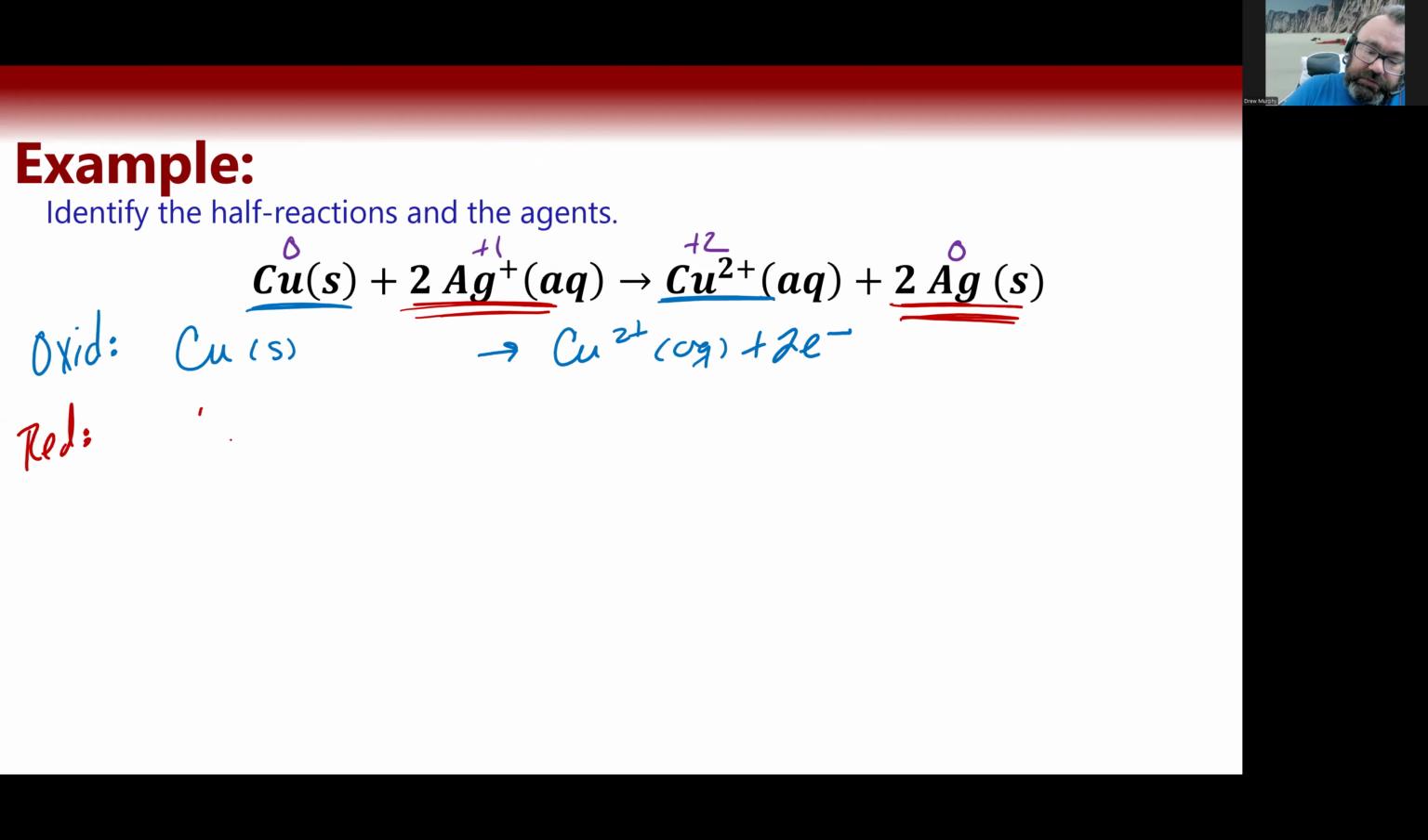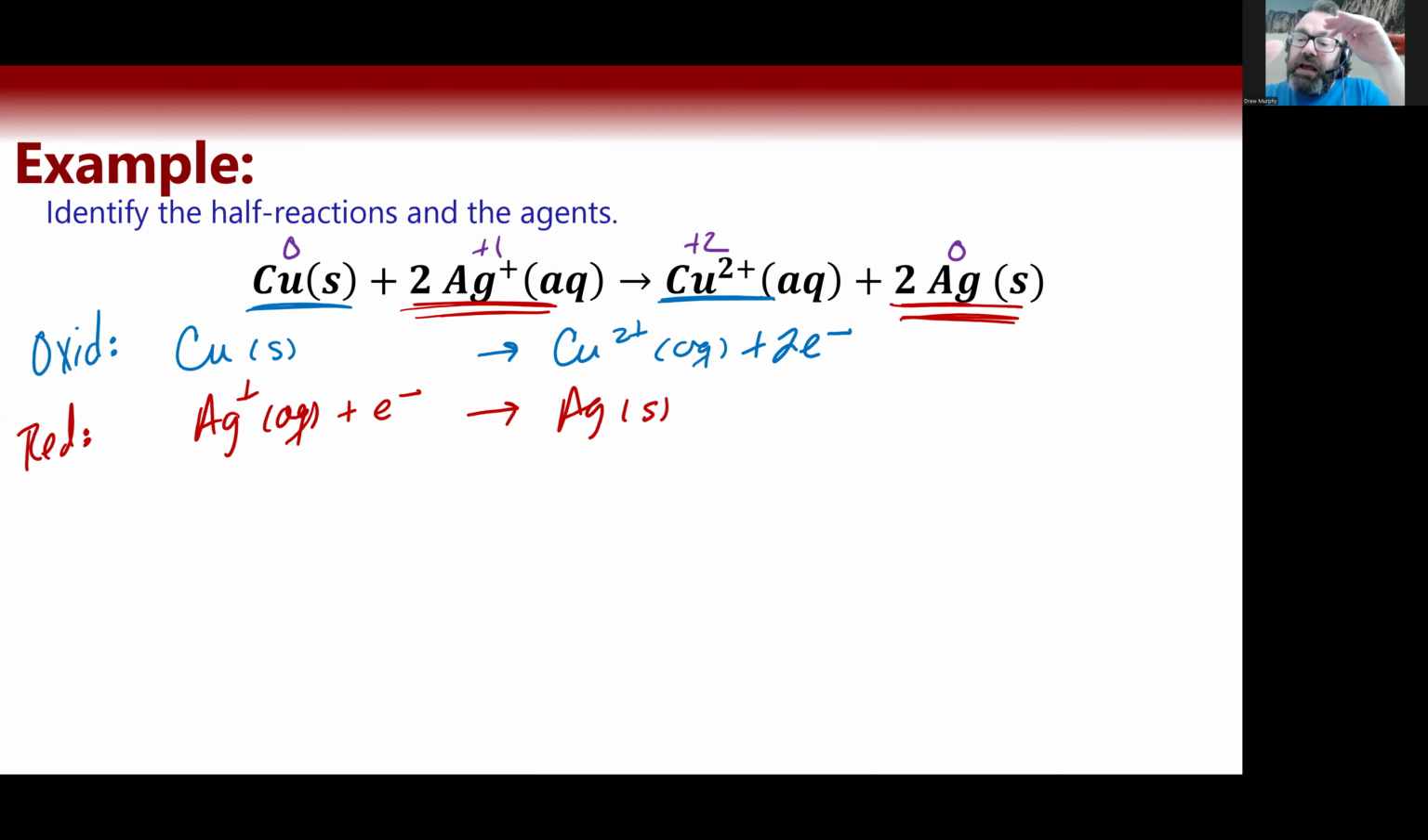So here's our reduction half. We have silver plus that was aqueous, going to silver solid. And because the plus is on the left, we're going to put electrons over here, and we just need one to balance that out. Those are the half reactions.